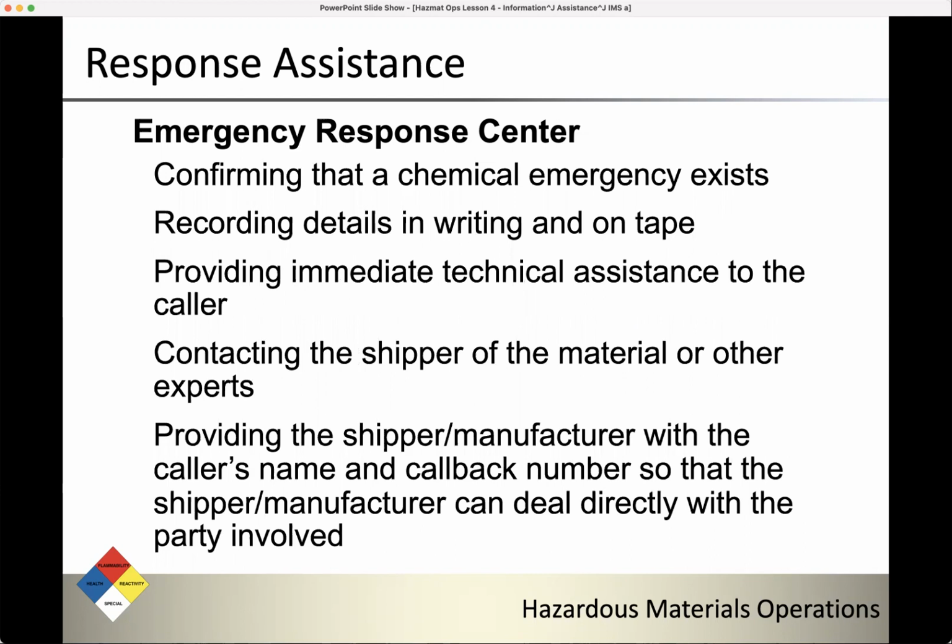They will help you confirm that a chemical emergency exists. They'll record details in writing and audio. Don't know if it's on tape anymore. They provide immediate technical assistance. They'll contact the shipper of the material or other experts. They'll provide the shipper or manufacturer with your name and callback number so that you can deal directly with them.